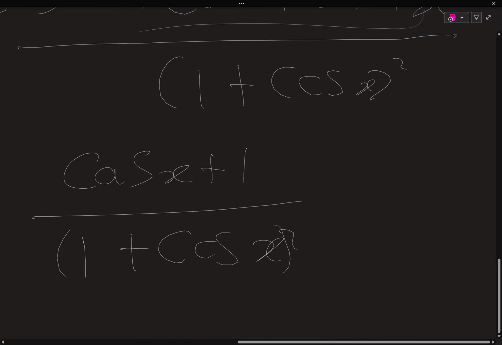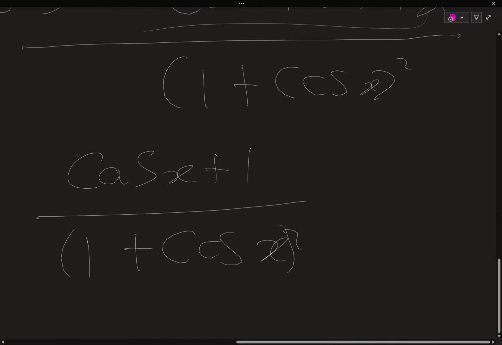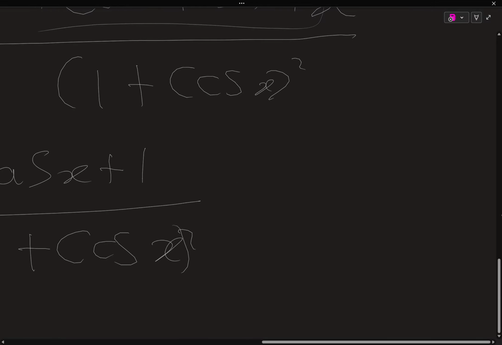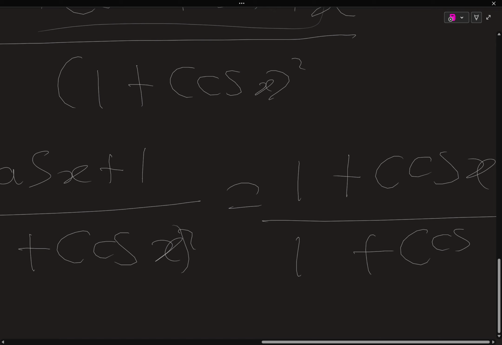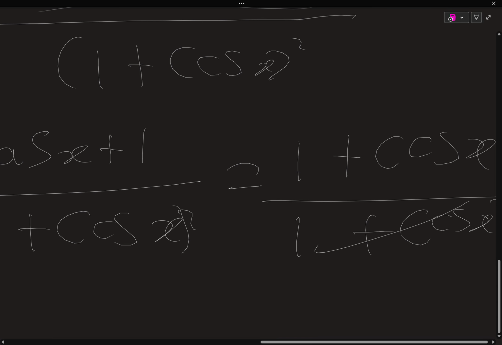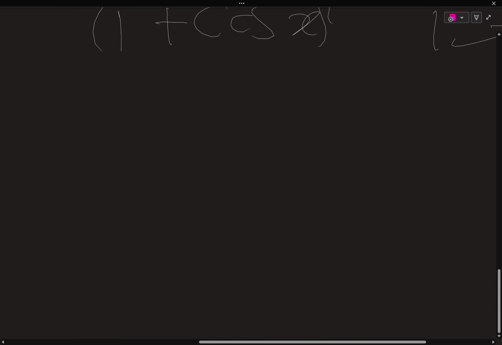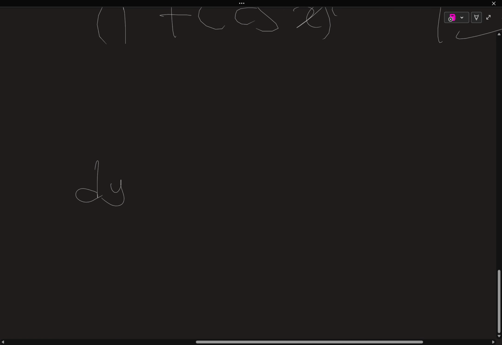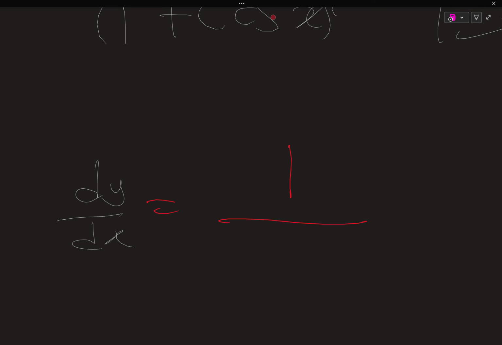So we can see this. We can simply say this is equal to 1 plus cos x over 1 plus cos x squared. From there we can cancel out this and this. It's going to give us dy/dx, and our final answer will simply be 1 over 1 plus cos x.